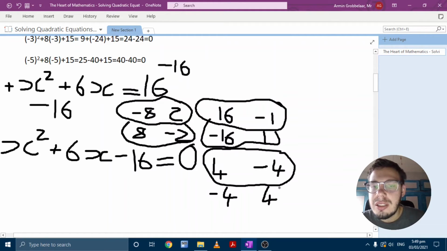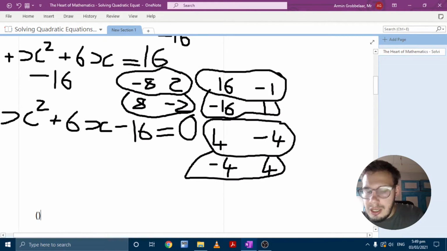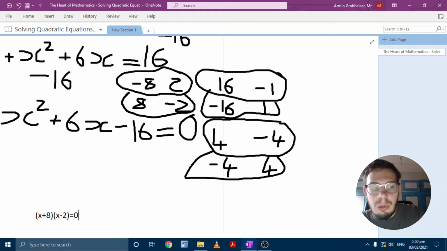Minus 4 plus 4 doesn't give me 6. Minus 8 plus 2 doesn't give me 6. It's minus 6. But that 8 minus 2, that is 6. So now what I can do is I can say x plus 8 times x minus 2 is equal to 0.